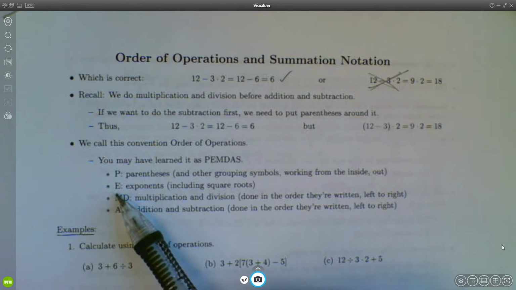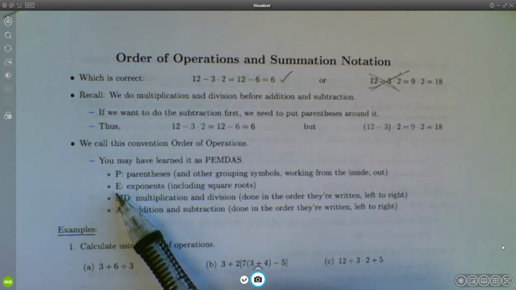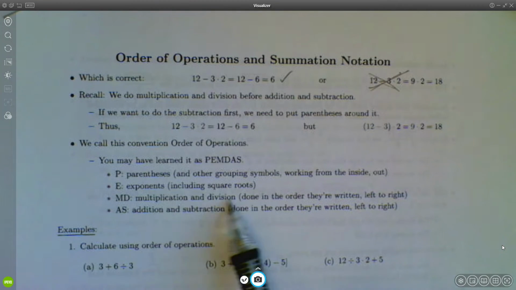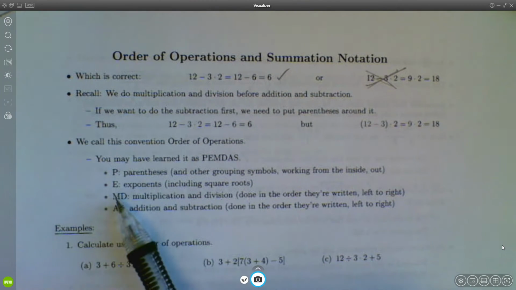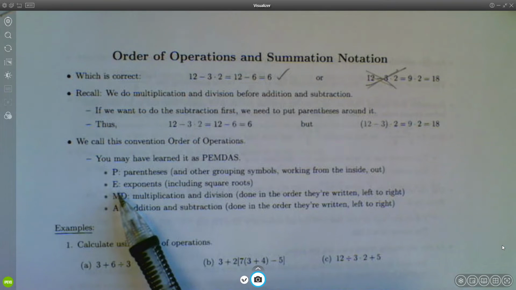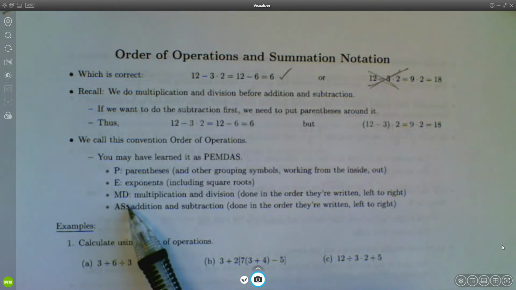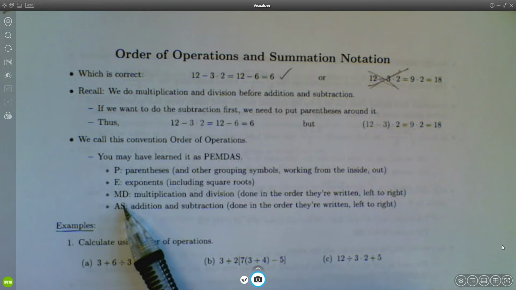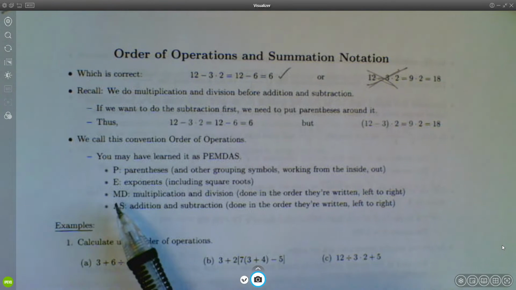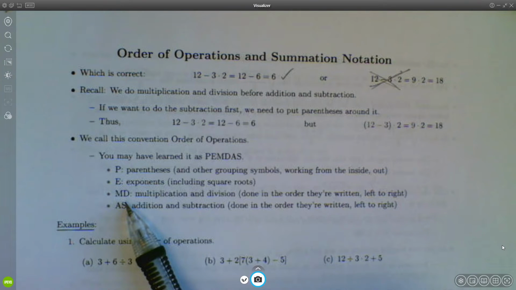The next thing you do is exponents. If there are any exponents, and by the way, this includes square roots, you do that second. After that, you do the multiplication and division, and those two things are actually done in the same step. You just work them out from left to right.